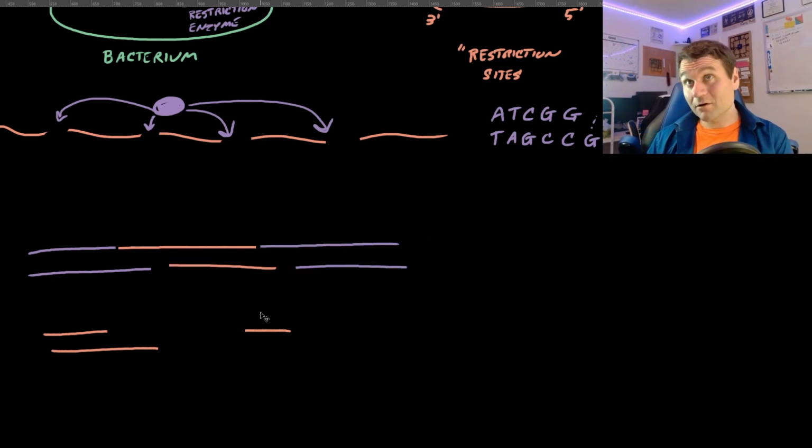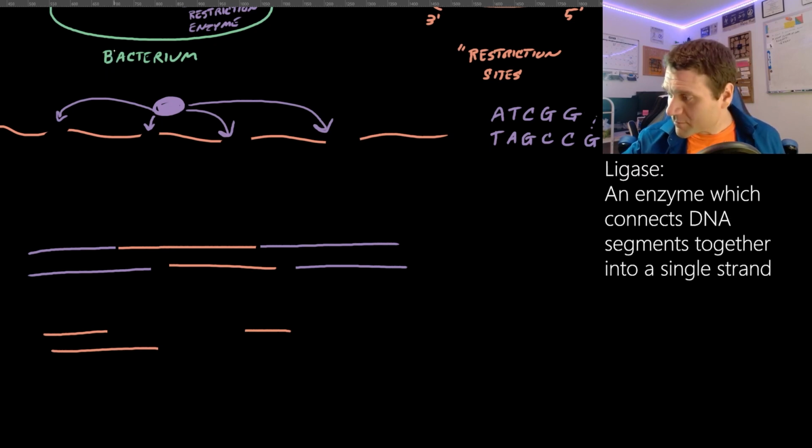Now, you remember our DNA replication, our various different enzymes that are involved in DNA replication? There was one, and it was called ligase, and its job was to ride along the lagging strand and find the Okazaki fragments and bind them together.